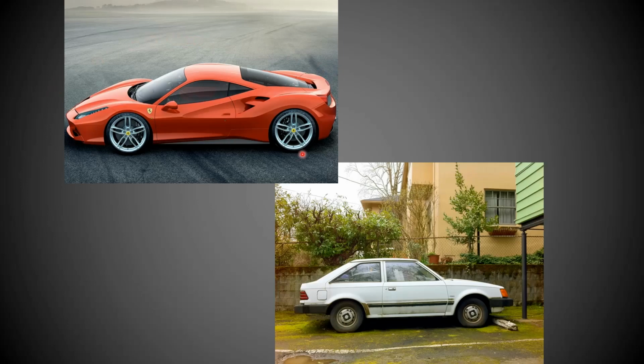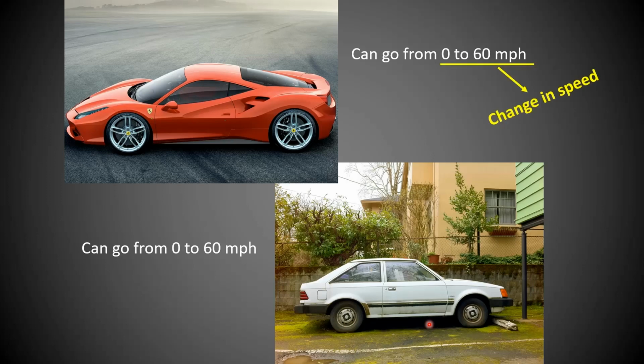Let's start with the Ferrari. We find that the car can go an impressive 0 to 60 miles per hour. Our car down here, turns out, can also do 0 to 60 miles per hour. This concept is change in speed. If my primary concern is getting from one place to another, then I definitely need a change in speed. However, they both can handle the same change in speed.